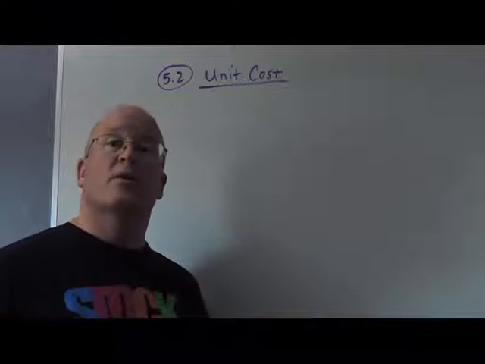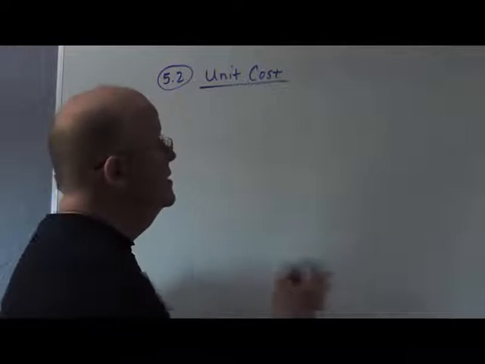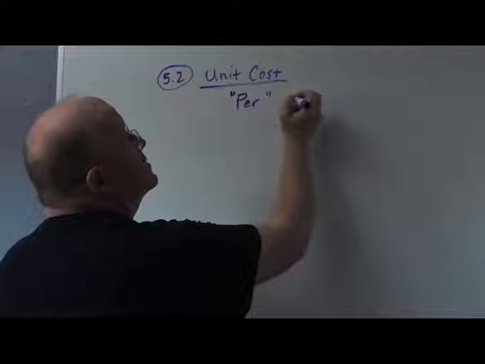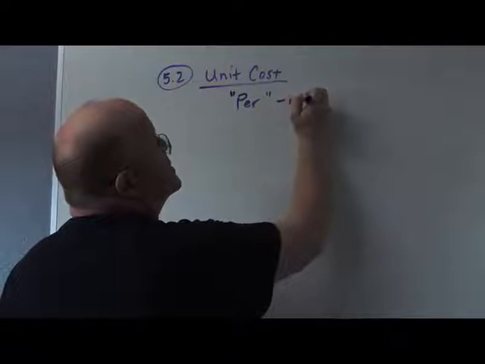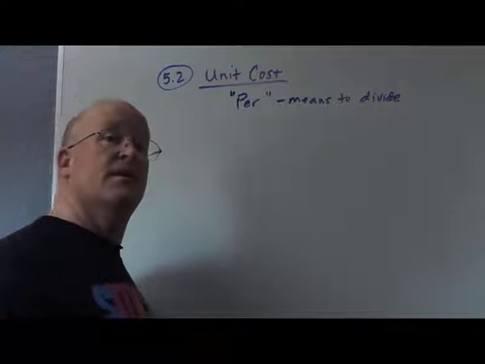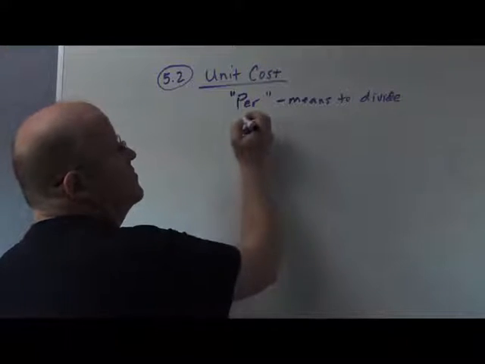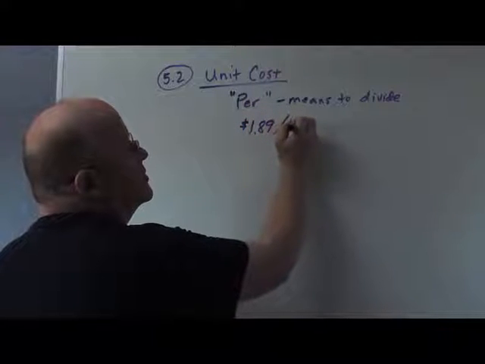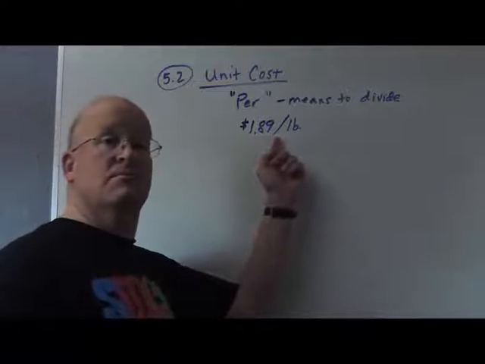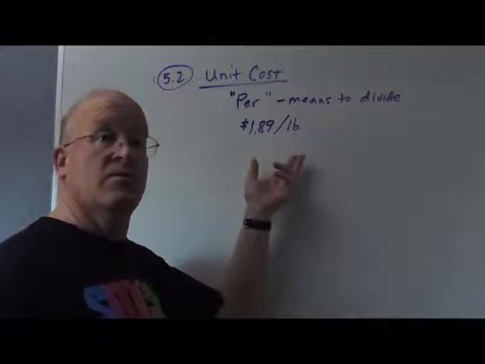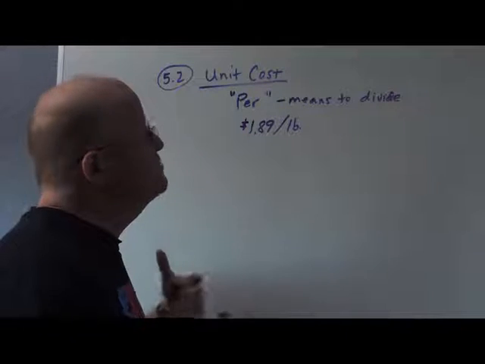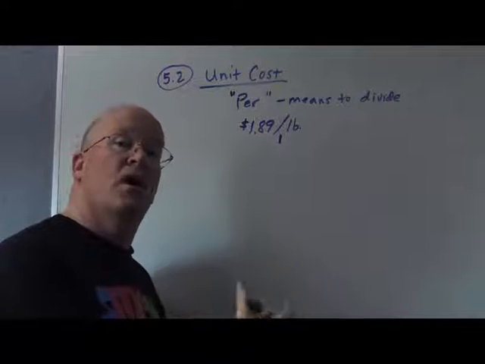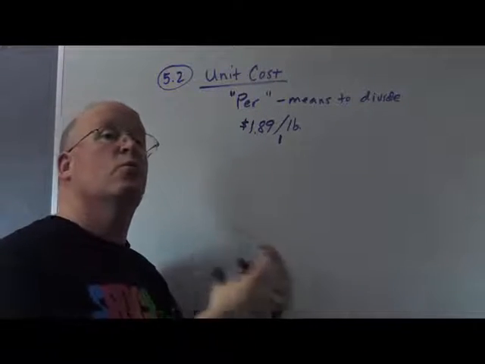In this section, we're going to talk about unit cost. Now, the first thing we need to know is that the word per refers to division. This right here means to divide. Let's pretend that you are in the store and you see that grapes are $1.89 per pound. That division bar, or the slanted bar there, refers to the word per, and when it says per pound, it really means per 1 pound. It's a unit cost. When it just says per pound, it means per 1 pound.